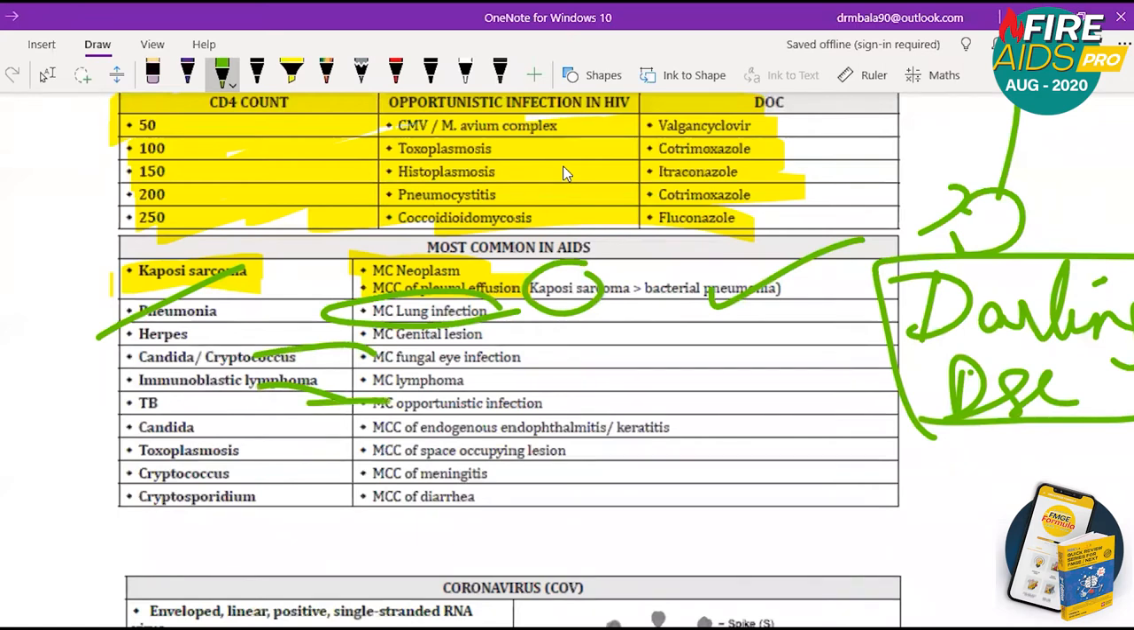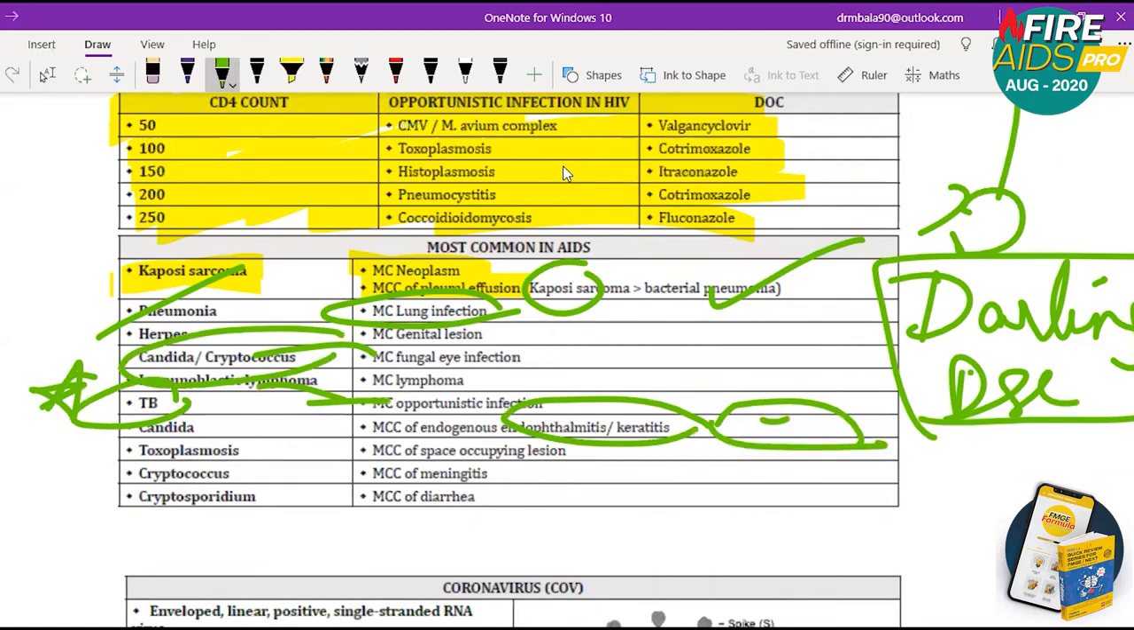Opportunistic infection, as I said, TB. TB I stressed a bit before. So TB is the most common opportunistic infection. Endogenous endophthalmitis or keratitis, you need to know when the eye is affected, you're talking about either candida or crypto. So here we talk about candida.